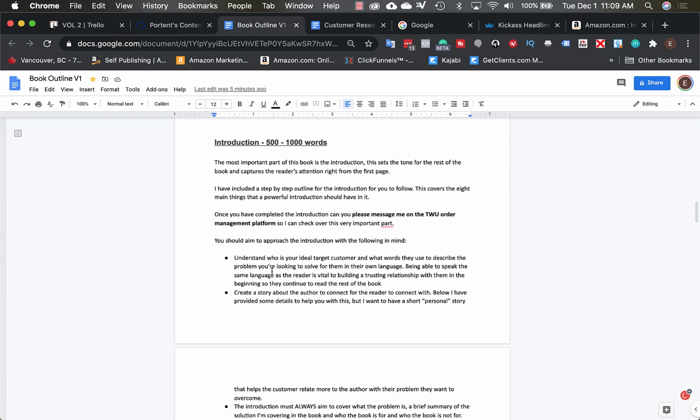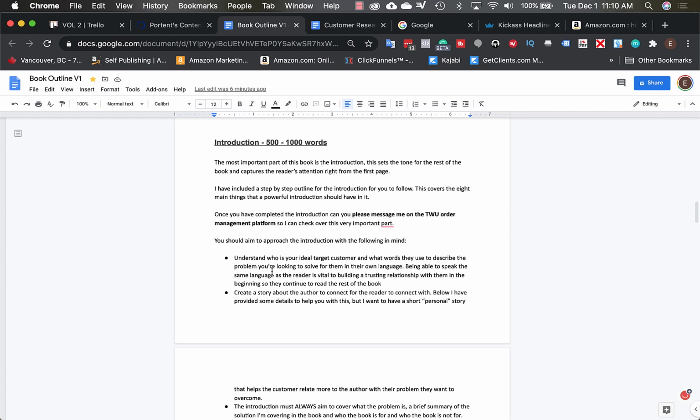And then the introduction. So the most important part of this book is the introduction. This sets the tone for the rest of the book, captures the reader attention right from the first page. I've included a step-by-step outline for the introduction for you. This covers the 8 main things that a powerful introduction should have in it. Once you've completed the introduction, can you please message me on the Urban Writers order management platform so I can check over this very important part.